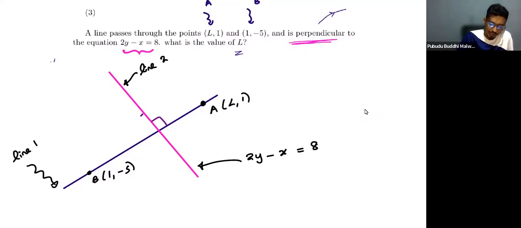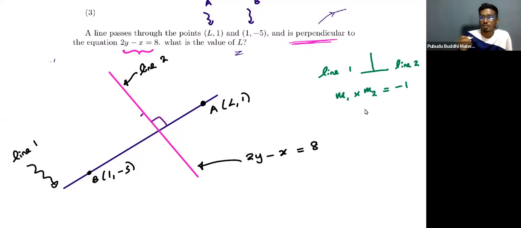Since these two lines are perpendicular, this is how we write that. Line 1 perpendicular to line 2. But that's not helpful because that's not an equation. So the corresponding equation is M1 times M2 equals minus 1. Product of slopes. So slope of this line is M1. Slope of this one is M2.